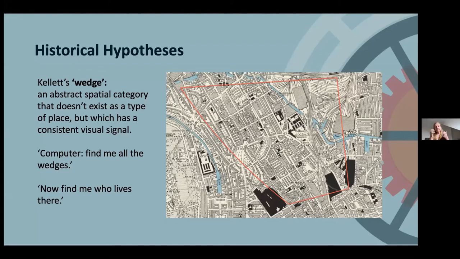There's a classic study from 1969 by John Kellett on the impact of rail being driven through spaces. He notices something that he calls the wedge going through communities. We have one right near the British Library, the Somers Town wedge. We were thinking that we can say, dear computer, please find me all the wedges and now tell me who lived there, if you can link the census data.